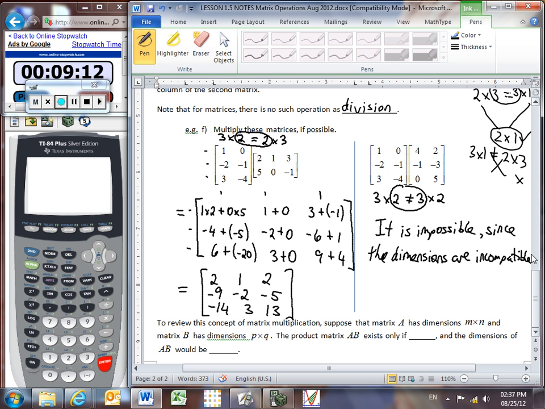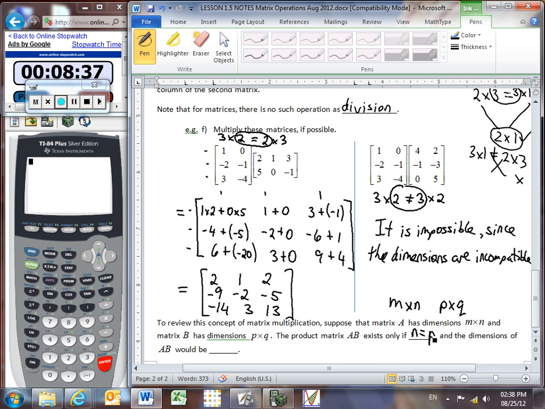So just to finish off then, let's review this concept of matrix multiplication and think about these dimensions again. Suppose that matrix A has got dimensions m by n, and matrix B has got dimensions p by q. It is only possible to multiply them, so the product AB exists, only if the inner dimensions are equal. So n has to equal p.